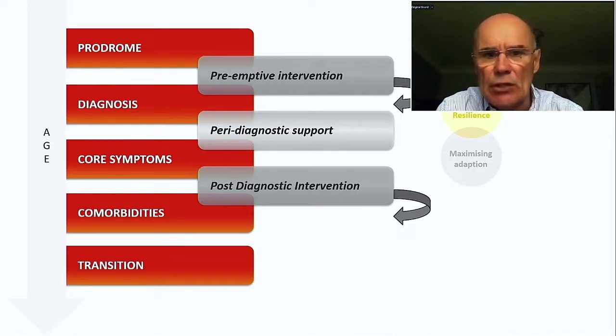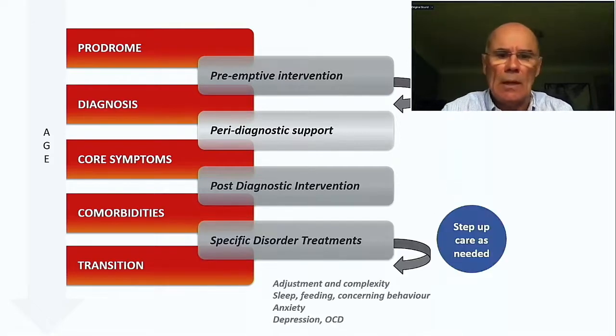The preemptive intervention, which we're not talking about today, but we have also developed in our group and tested before diagnosis, then support around diagnosis for parents and families and young people, which again, we're not talking about today, but we're working on. And then post-diagnostic intervention, which is what we designed PACT to be. So this early developmental response to the condition to increase families' resilience and improve the child's adaptation and developmental progress.